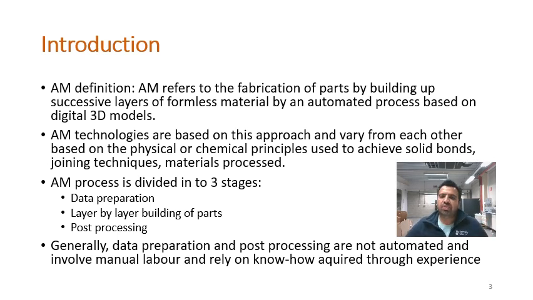AM technologies vary from each other depending on the physical or chemical principles used to achieve solid bonds, joining techniques, or materials being processed. A typical AM process can be divided into three stages. Number one, data preparation. Number two, layer by layer building of parts. And number three, the post processing of build parts. Stage one, data preparation, and stage three, post processing, are not automated at the moment and involve manual, experienced labor to perform the tasks.